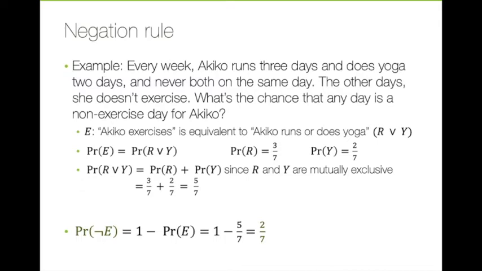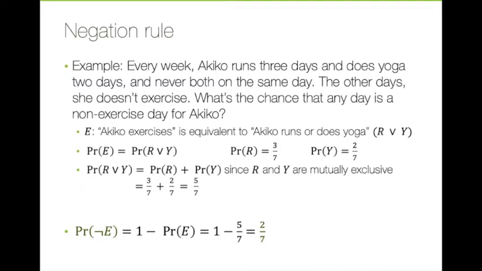And to get the probability of R or Y, we need to know the probability of R and the probability of Y. And those are given in the description of the example. So 3 out of 7 days Akiko runs, and 2 out of 7 she does yoga. So now we can determine the probability of R or Y by adding the probability of R to the probability of Y, and that's 5/7.